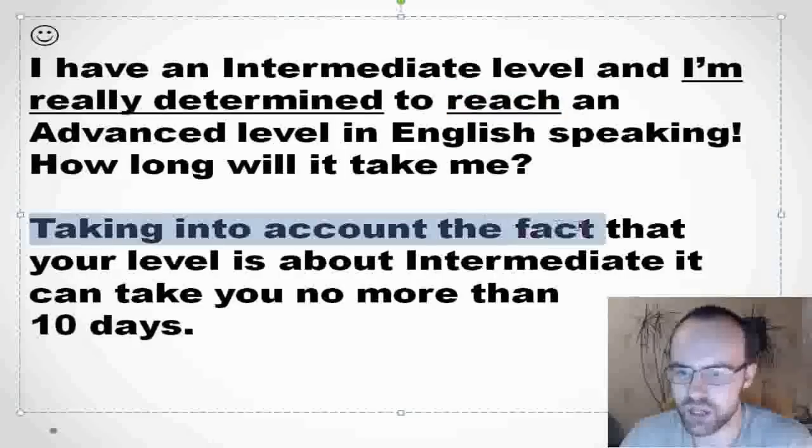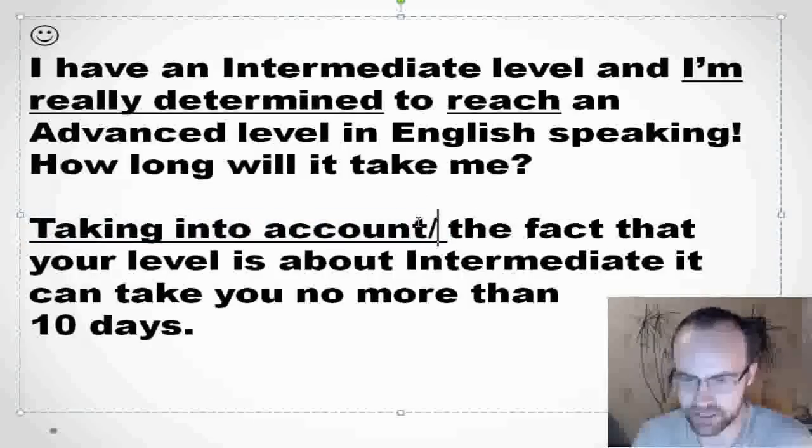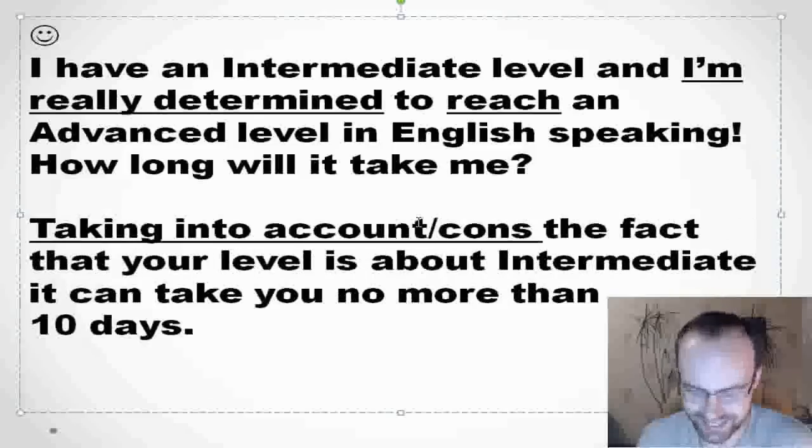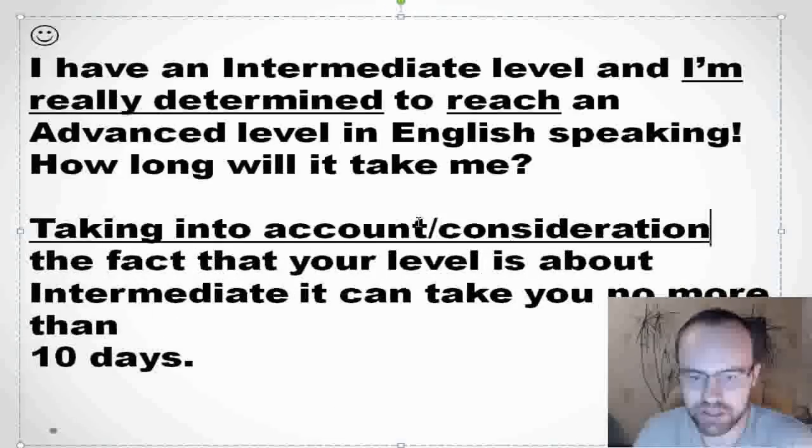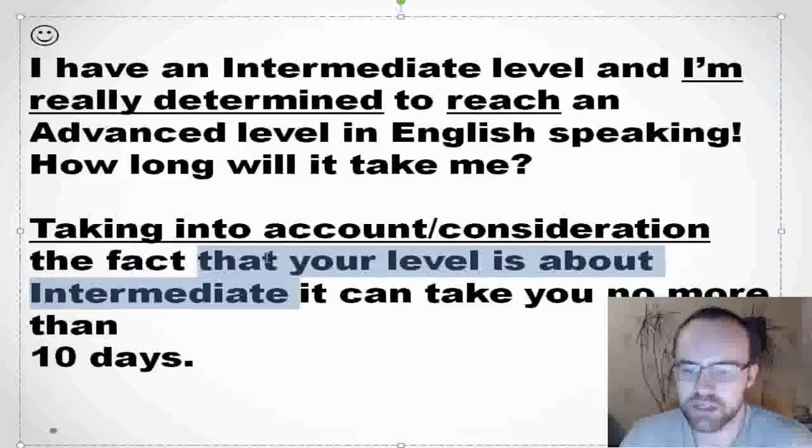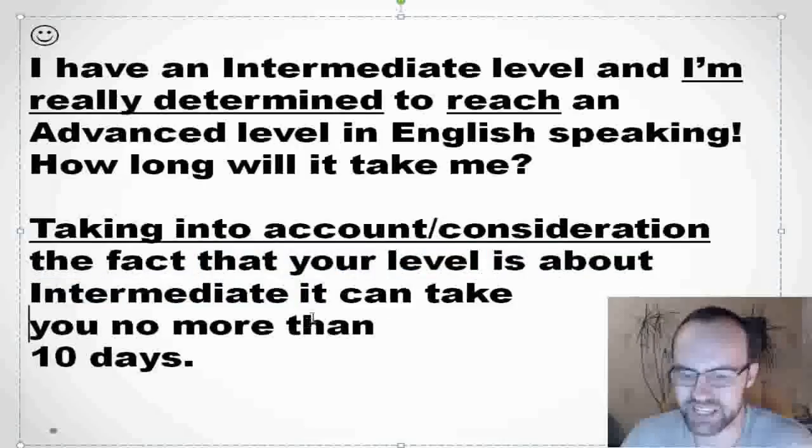Okay, so taking into account the fact that your level is about intermediate, a really nice phrase. You can say taken into account, or there is another similar phrase you might know: taken into consideration. It means that if we consider this fact, that your level is about intermediate, it can take you no more than 10 days. If you have a good intermediate level, no more than 10 days, and if we're talking about speaking, you can become an advanced English speaker. Okay, good.